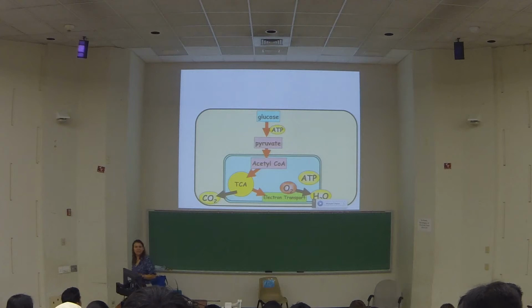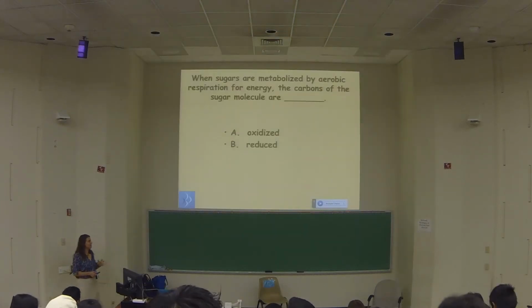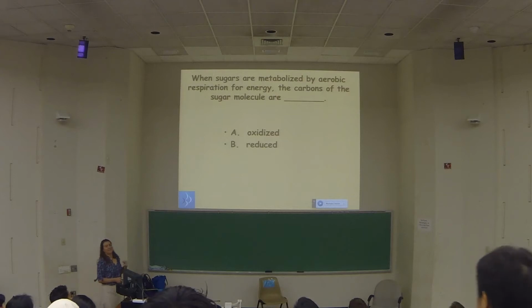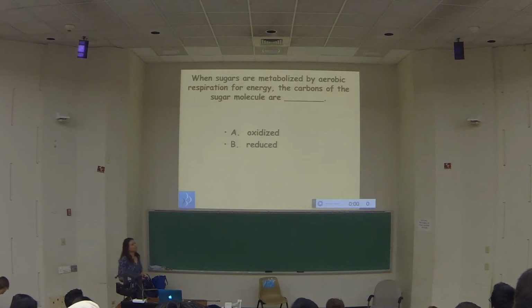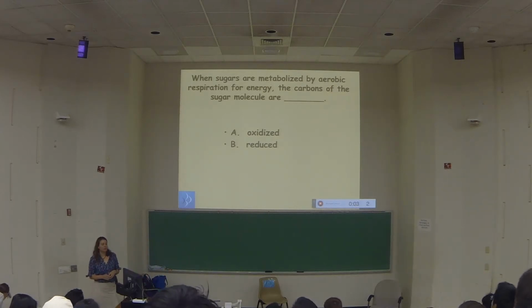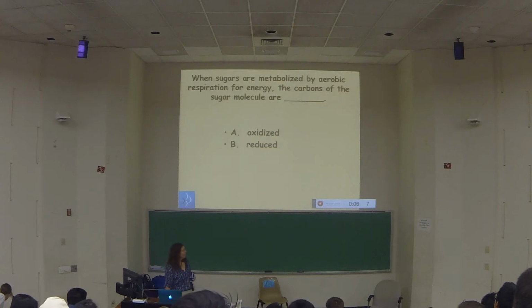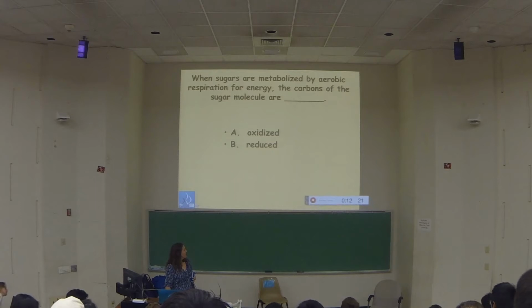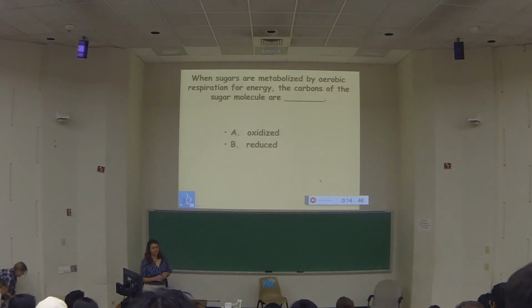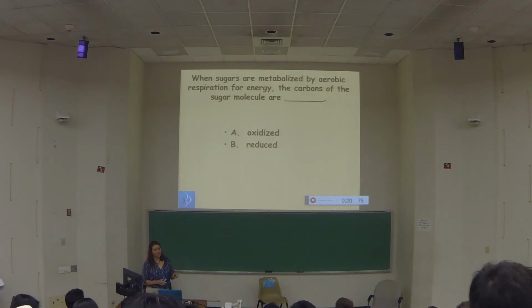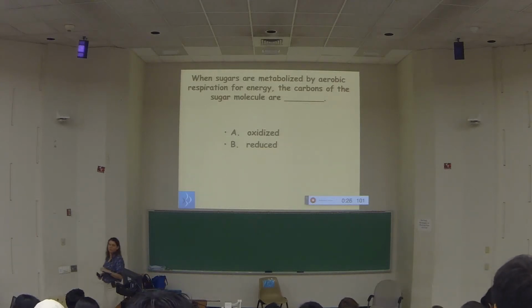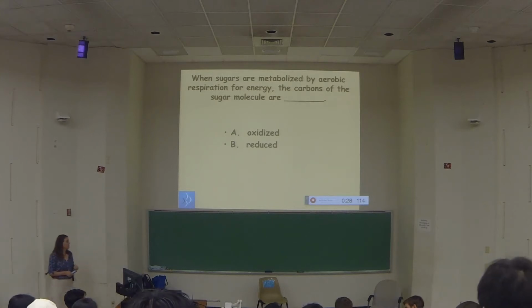All right, so just to get everyone's brain started, hope the clicker is working today. Let's start with a review, glycolysis and cellular respiration. First question. When glucose is metabolized by aerobic respiration, what happens to the carbons of that sugar molecule?